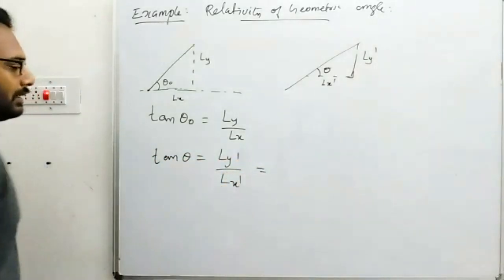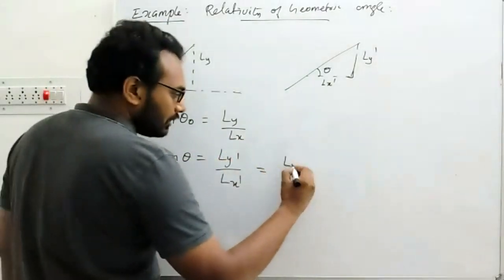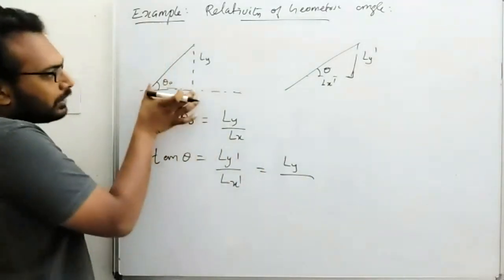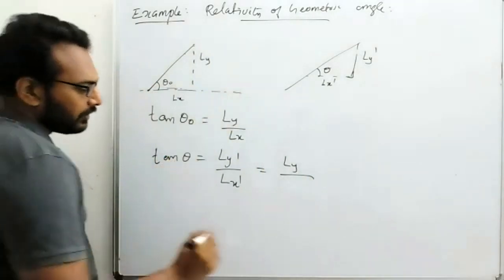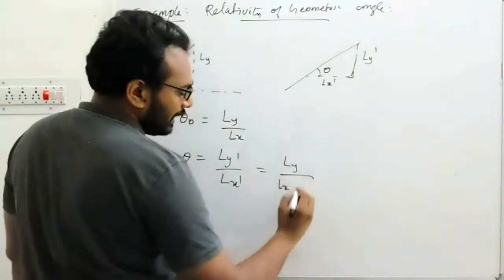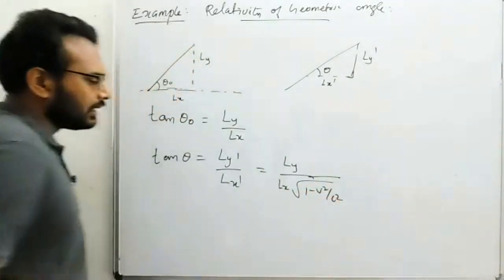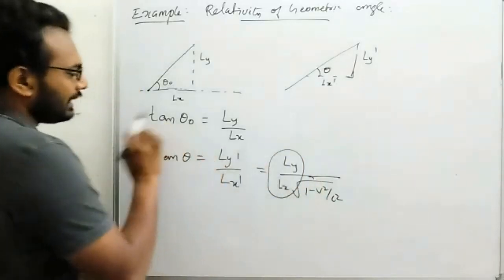Is this clear? It's no problem, right? But you see that Ly prime is equal to Ly, no problem. But Lx prime, you're looking at this length, this Lx, from a moving frame. So that would shorten to Lx multiplied by square root of 1 minus v square by c square. Is this clear? But we already have Ly by Lx equal to tan theta 0.